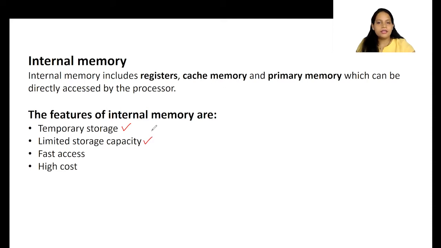It doesn't have more, and these primary memories are expensive also. They are fast to access because the CPU accesses them first. They are fast access and also high cost. Now these are the four features you should remember about the internal memory. Internal memory comprises registers, cache memory and primary memory. Now let's see them one by one.